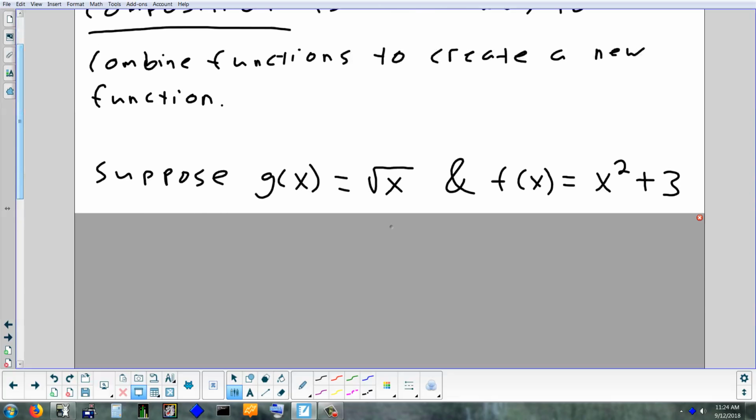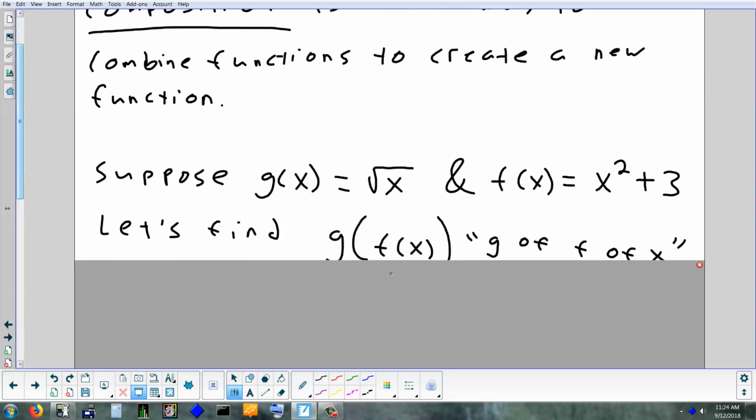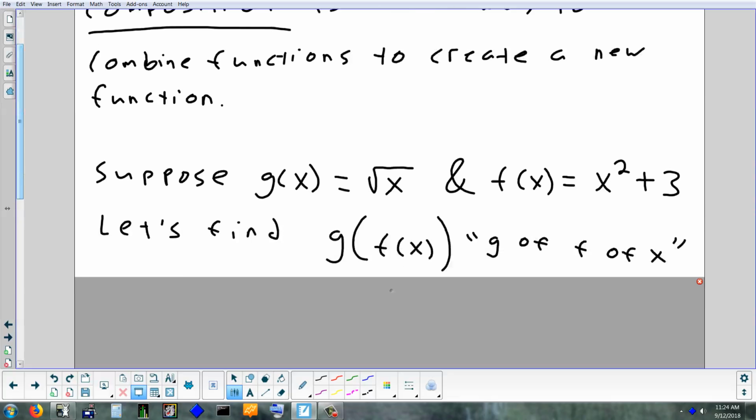So, to do composition, you need two functions. I've got g of x and f of x. And this is the notation that I'm going to use. Okay? This is g, and when you see a parenthesis, you pronounce it "of." So g of f of x.